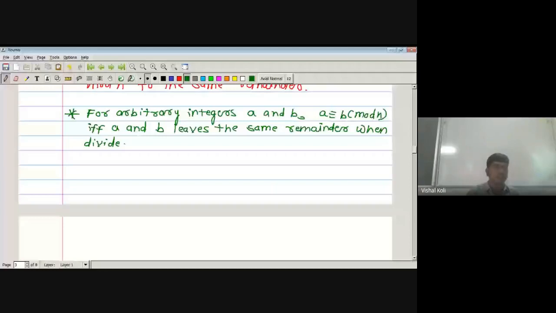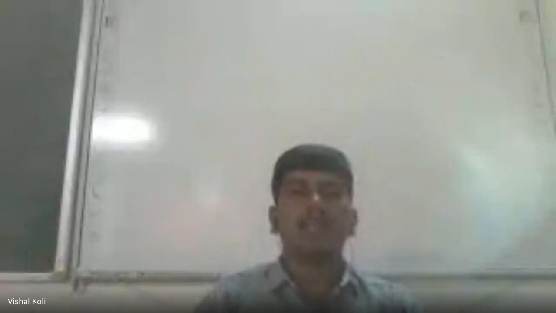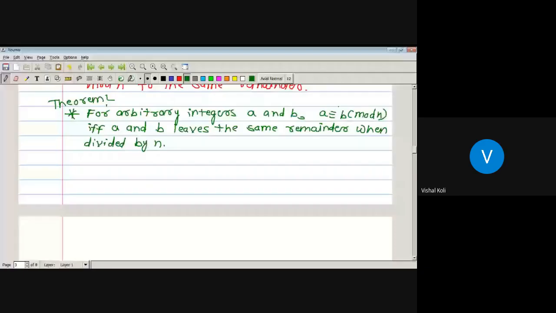So here we have to prove this theorem. For any two arbitrary integers a and b, we have to show that a is congruent to b modulo n if and only if the integers a and b leave the same remainder when divided by n. Part 1, that is the only if part.